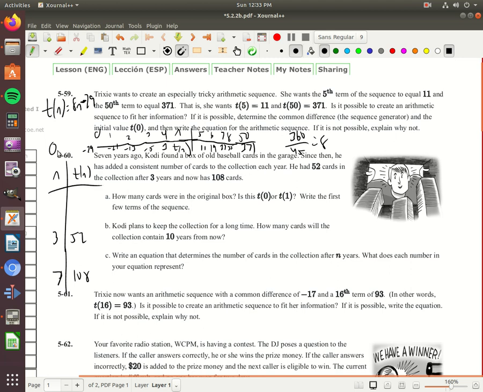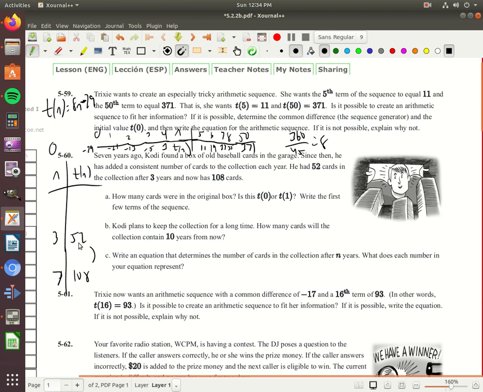He found the cards here. This is where he found the cards. Since then, he's added to the cards. He had 52 cards in the collection after 3 years. So year 3, he had 52. And he now has 108 cards, which was 7 years after he started. So 7 is 108. So again, how many cards were in the original box?